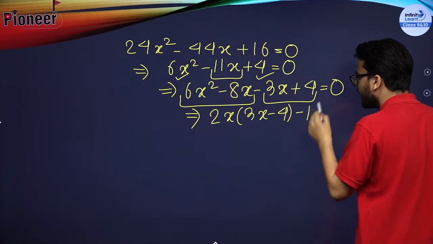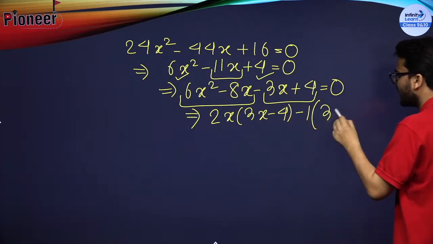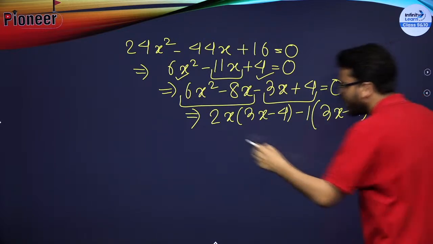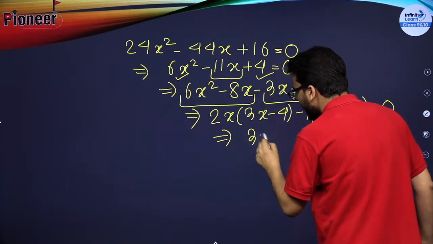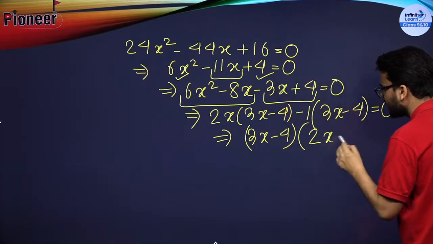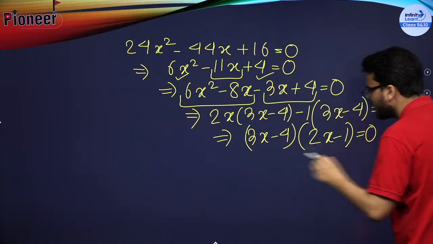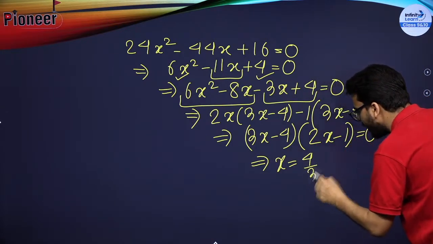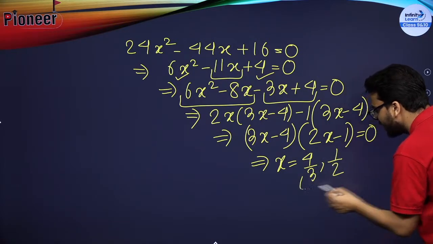Out of the second group, you can take minus 1 as common. So again 3x minus 4 will be left. So that is equal to 0. Now over here you can once again take 3x minus 4 as common. So you will be left with 2x minus 1. So two possible values of x are there, guys. X is equal to 4 by 3 and 1 by 2.